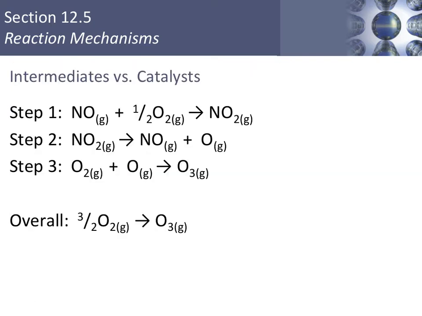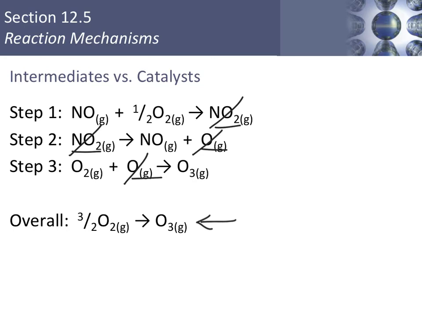So now let's talk about the difference between intermediates and catalysts. We have a three-step mechanism here, and the overall reaction is down here. You can see that NO2 is produced in step 1 and then is consumed in step 2. So that would be an intermediate. And then an oxygen atom is produced in step 2 and is consumed in step 3. That would also be an intermediate.